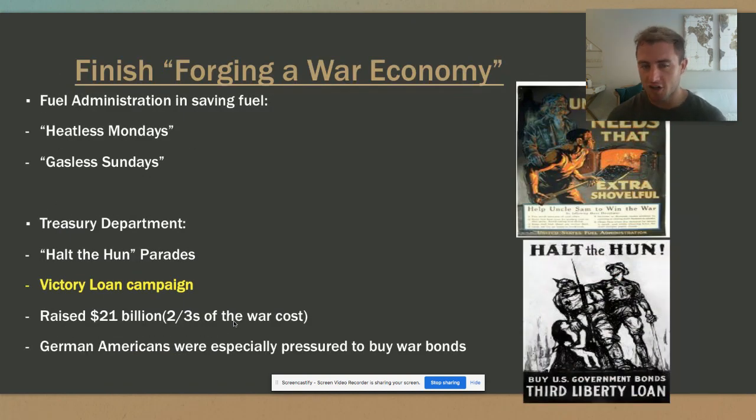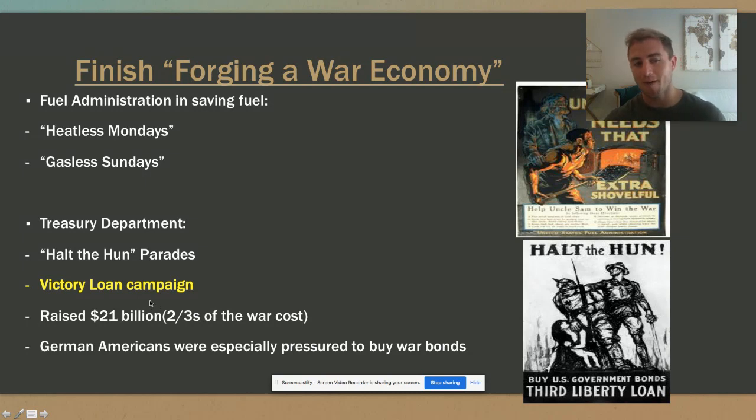Fuel Administration, another bureaucracy that is going to advocate things like Heatless Mondays and Gasless Tuesdays to save oil for the war, obviously. And then a reminder that the way in which you fund wars, obviously you raise taxes, although not if you're LBJ in Vietnam, but another way that you fund the war, and the way in which the U.S. made the most money in all of our wars, is by borrowing. That is how the U.S. funds wars. The Victory Loan Campaign is one such example.